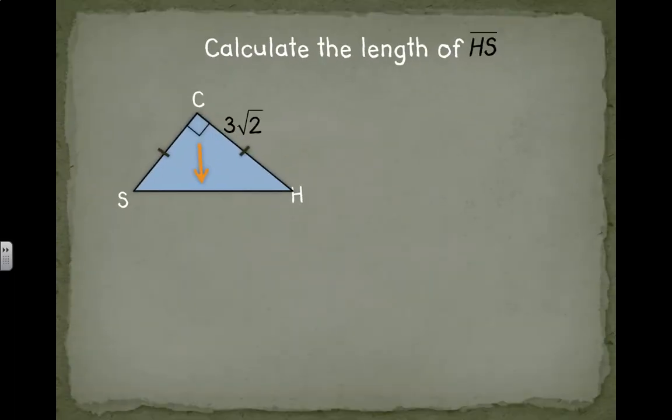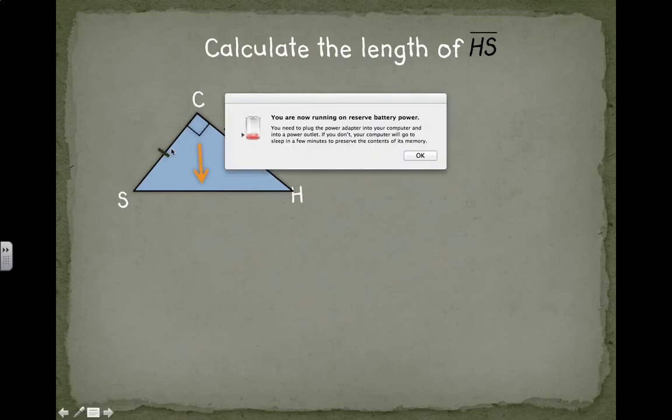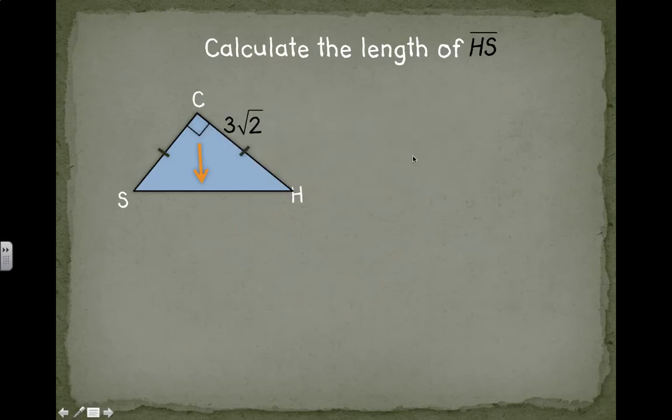So let's take a look at this one. Let's see if this one's labeled better. Now you've got to calculate the length of HS. This triangle is different. It's a right triangle, but both of your sides are labeled the same length. You've got the marks there that tell you that each of those sides is going to be 3 radical 2. We're going to use the Pythagorean theorem to find the length of HS, which happens to be the length of the hypotenuse.